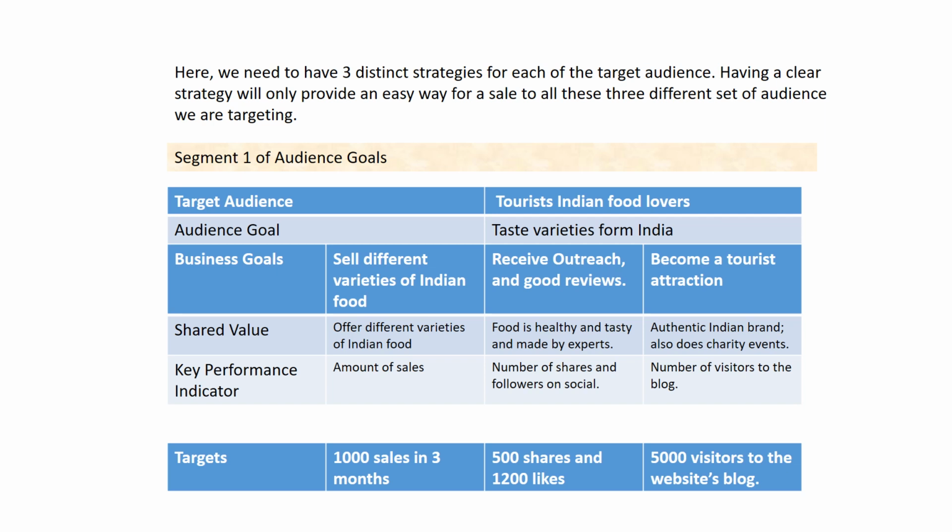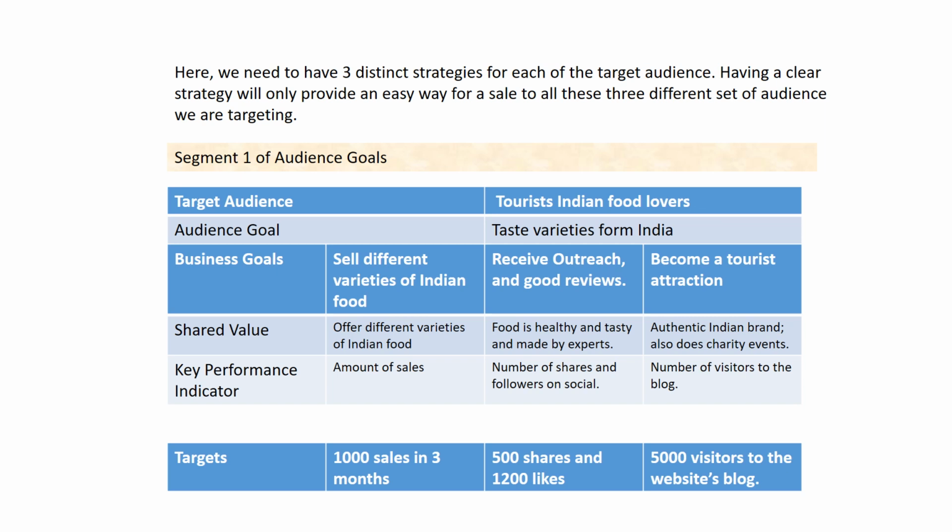Second, what is the shared value for this segment? If you recall, shared value is when the goals of your customer overlap with the goals of your business. Next, we'll look at the key performance indicators. These will be what you're measuring. It could be how many units you'll sell or how many people visit your website. Lastly, we want to create a target, and this target will be directly related to our key performance indicator.